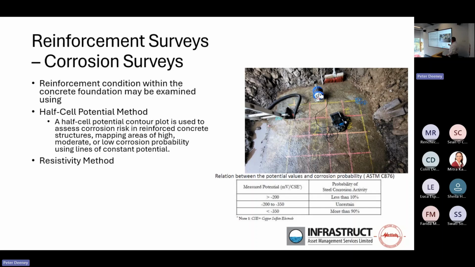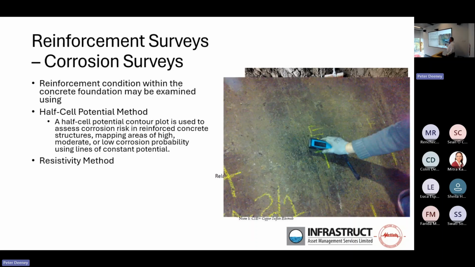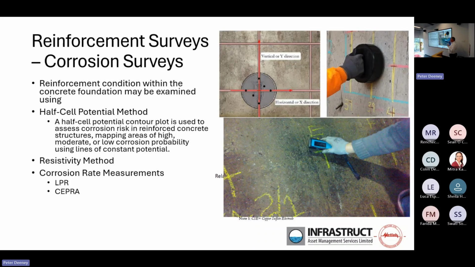Then we'll have resistivity. Resistivity is a very simple method, but it is more about the concrete's ability to allow corrosion to occur. When that's done, I think the biggest jump forward here will be the connectionless measurement of corrosion rates. So now we have the ability to look at the corrosion and estimate how fast that rebar is losing its cross-section area per year, non-destructively.